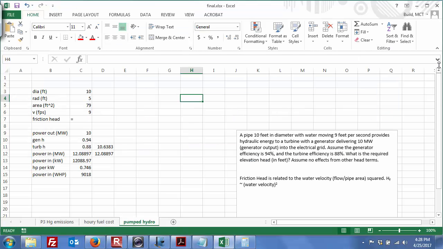See, what is a required elevation head? They're two different things, I believe. What's the elevation head to get the... Well, the total head is the elevation head minus the friction head. Or is it the friction head minus the elevation? One or the other. I believe, don't quote me.